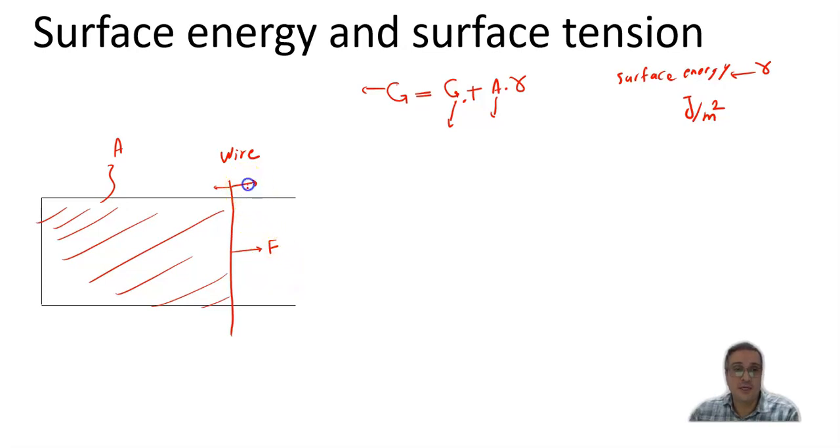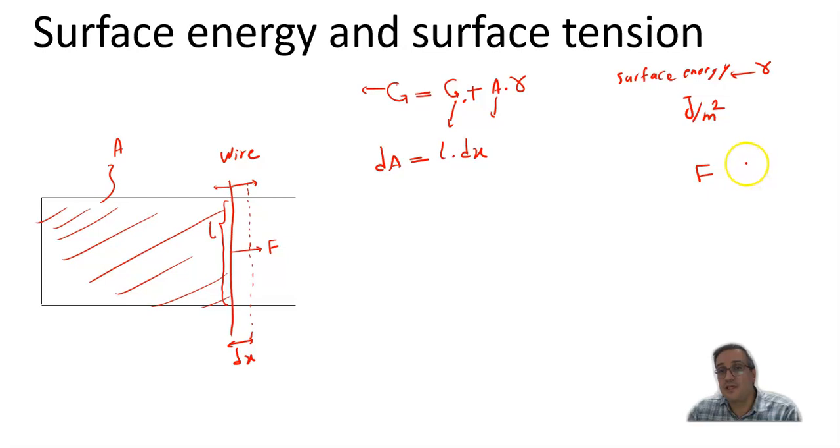When we expand this surface, we pull this wire a distance of differential x, and here we have a length that I show as L. So the increase of the surface, differential A, is equal to L multiplied by dx, and the amount of the force that we apply on this wire is F. The unit of F is Newton per meter. So when we want to calculate the force applied on this wire, we should multiply this F by L.